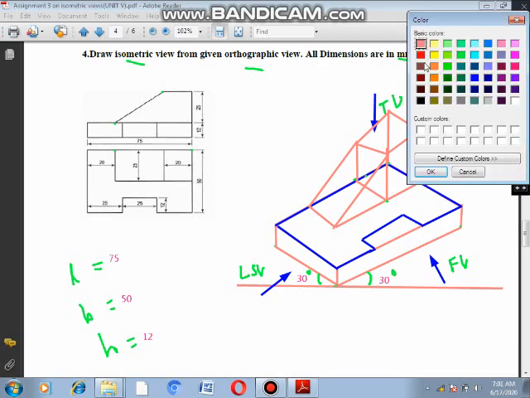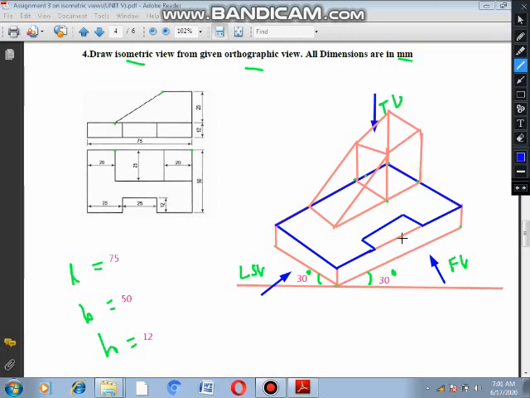So I am taking the dark line. Which one is dark line? Here from the front side, this is top view. We are having this shape, and from the front side, this is the height. How much height? 12 mm. Okay. Now this is the 12 mm height. I am taking this 12 mm height.